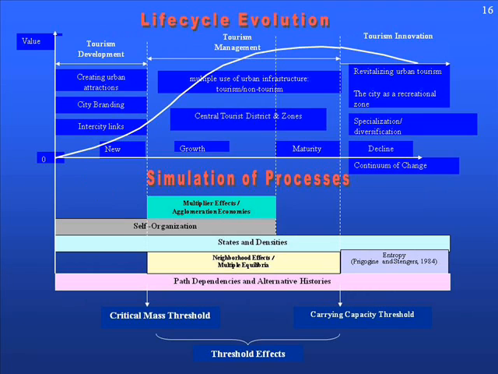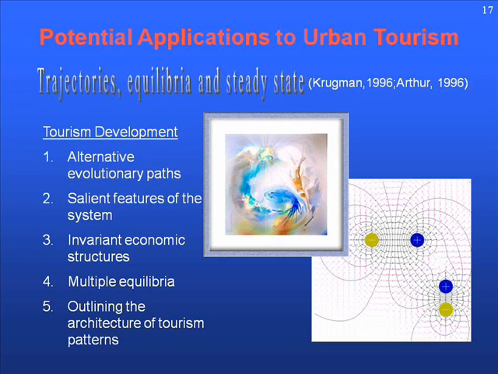Slide 16. Henceforth the discussion will be focused on the application of cellular automata to urban tourism. The life cycle figure depicts the scope of processes that may be modeled in connection to a destination's evolution. The modeling possibilities of cellular automata are associated with tourism development, the initialization stage; tourism management, the growth and maturity stage; and tourism innovation, the decline stage.